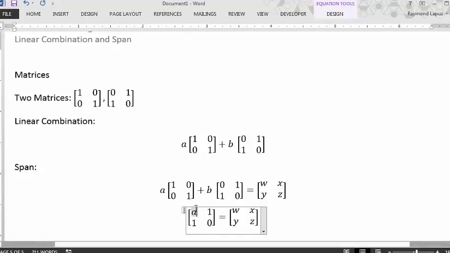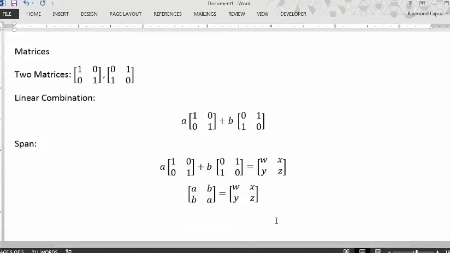So we have A plus 0 for the first slot. We have 0 plus B for the second slot, 0 plus B for the third slot, and then A plus 0 for the fourth slot. So this is your matrix. Well, A is equal to W and A is equal to Z, and so W and Z must equal each other. And then X and Y must equal each other.